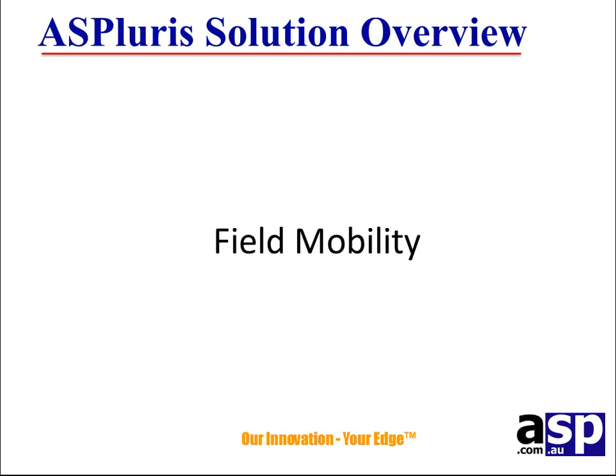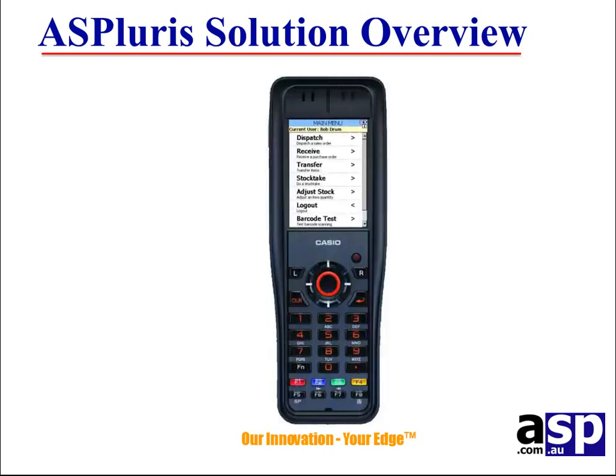ASPluris can be used in real time across a Wi-Fi network or in batch mode, either way supplying transactional information flow between your ERP system and your shop floor staff using a rugged handheld terminal such as the Casio DTX8.